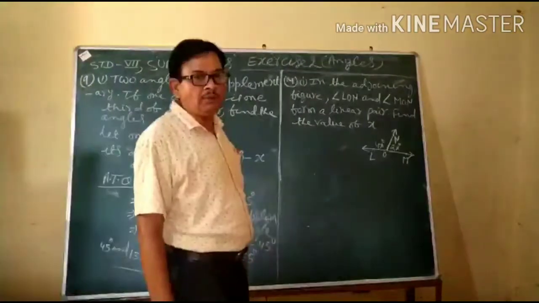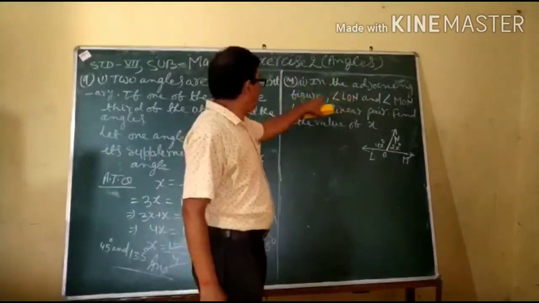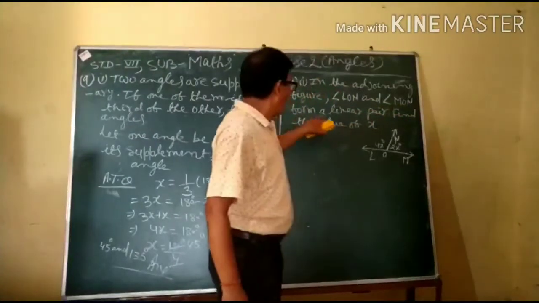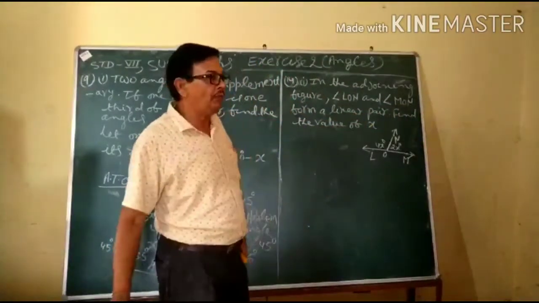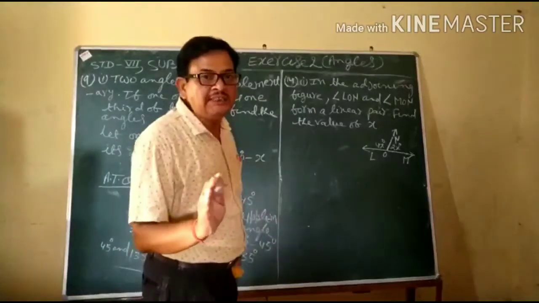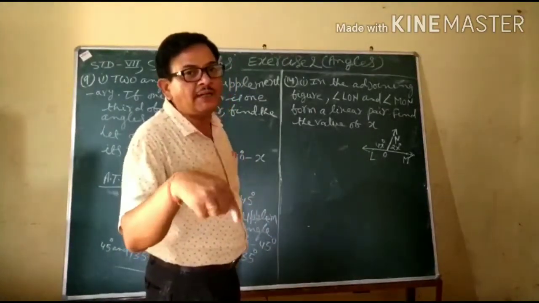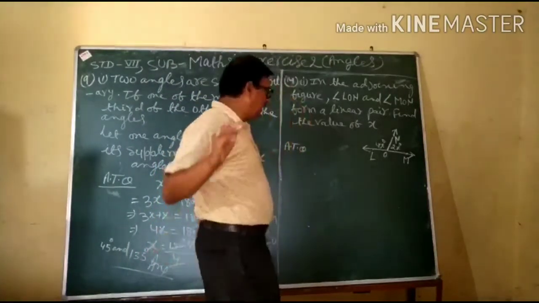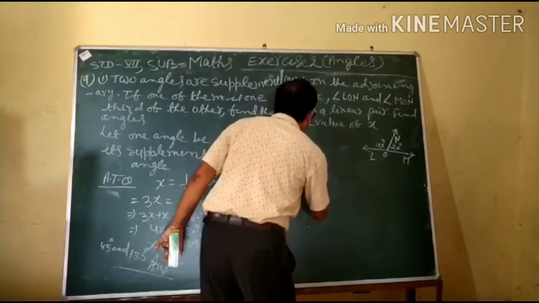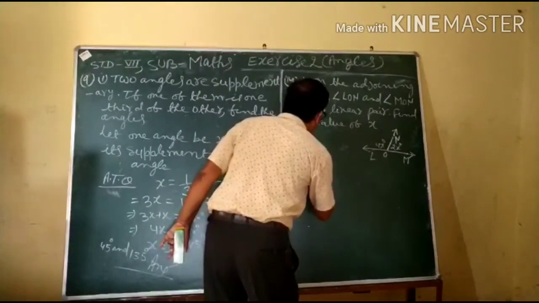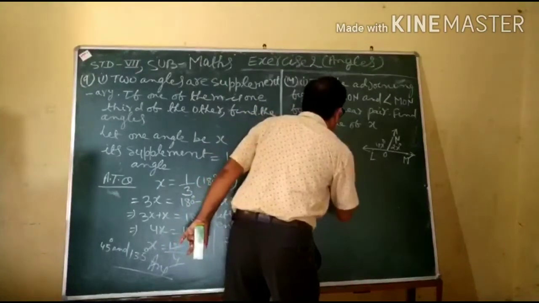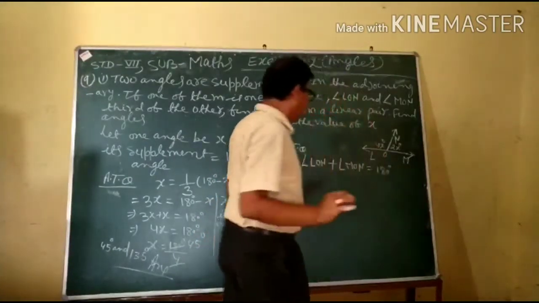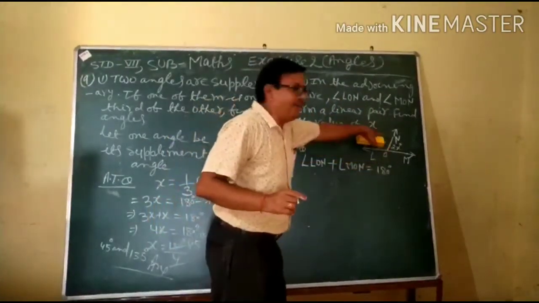Understood? Number 14 first. In the adjoining figure, angle LON and angle MON form a linear pair. Find the value of x. You have studied, my dear student, linear pair means the sum of two angles is 180 degree. According to the question, angle LON plus angle MON is equal to 180 degree.